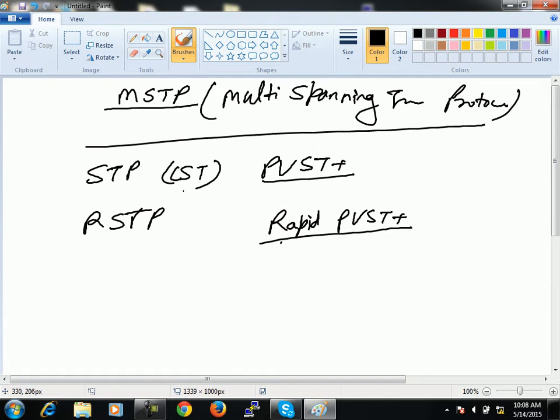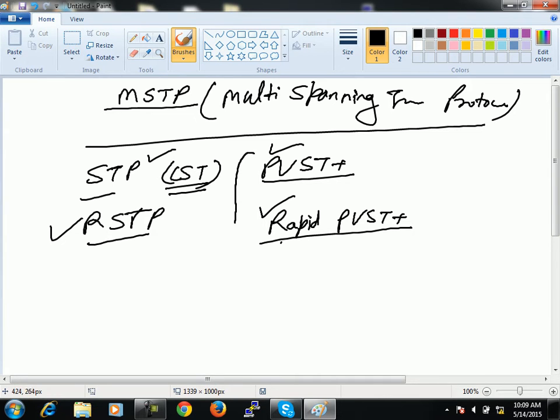So if you are using CST in both STP as well as RSTP, then it's not going to be possible to perform load balancing. This was the major problem of having CST actually. Fine. Then Cisco launched PVST plus and rapid PVST plus further, right? In terms of STP they launched PVST plus, and in terms of RSTP they launched rapid PVST plus. So now with using PVST plus and rapid PVST plus, it is possible to get load balancing. You can get load balancing very easily without any problem, but still we are having some problems here in PVST plus as well as rapid PVST plus.